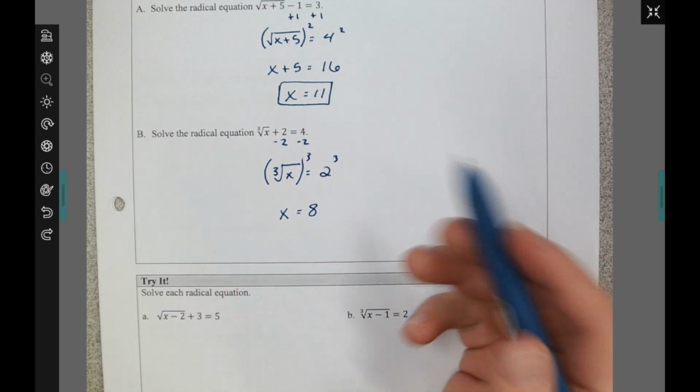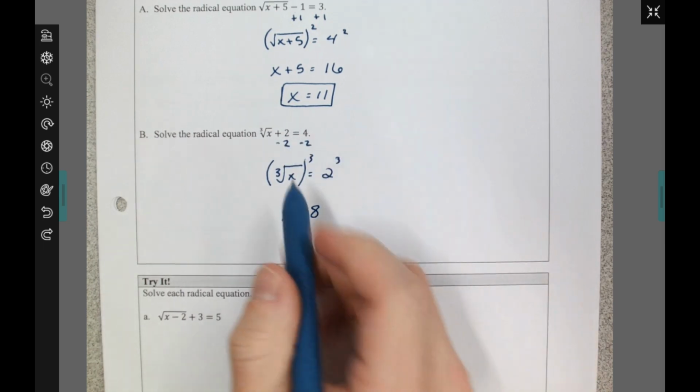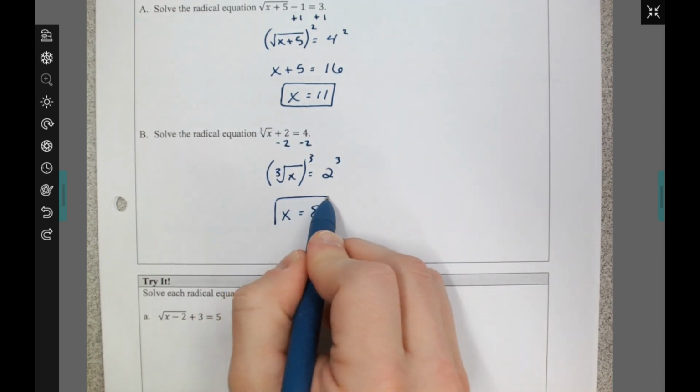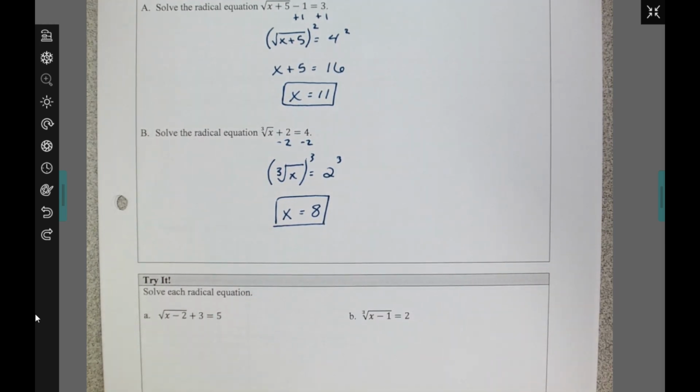You go ahead and plug it back in to check. Cube root of 8 is 2. 2 plus 2 is 4. So we are good to go. That's example 1. It's the easiest one we'll run into. Example 2. Actually, we don't have example 2. We go straight to example 3.